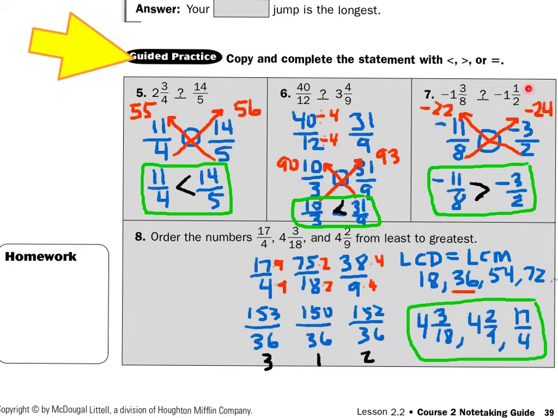Let's try it again with this one. See how it's negative 1 and 1/2? Start at the 2 and multiply by 1. That 2 times 1 is 2. Now add 1 to give 3 and bring down the negative. So negative 3 over 2.